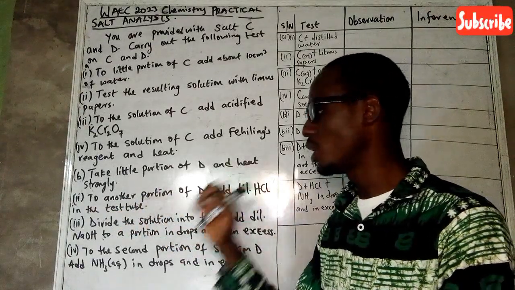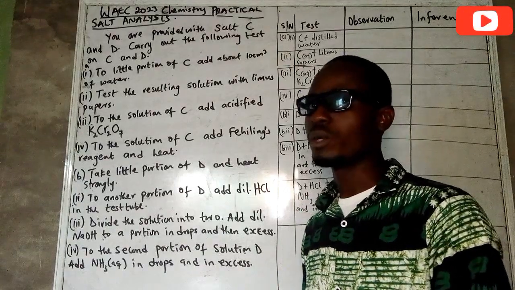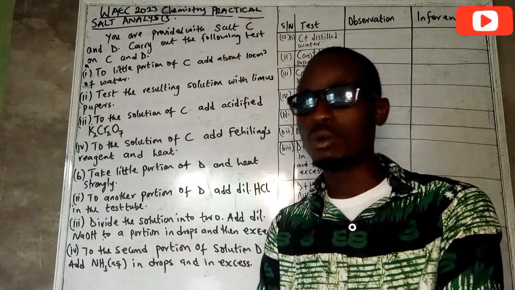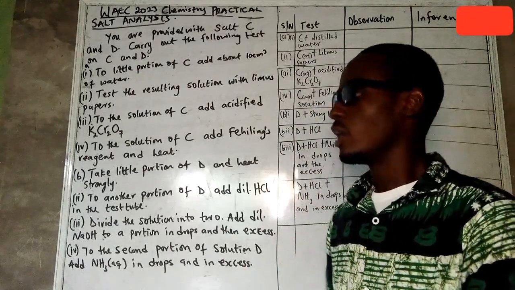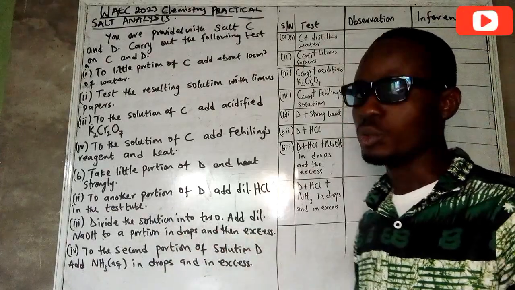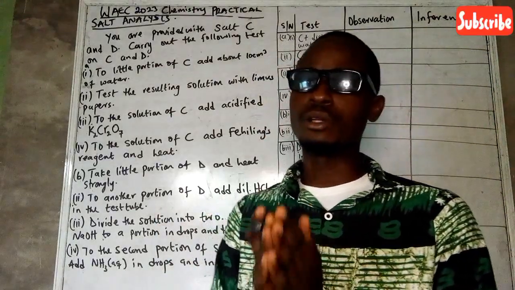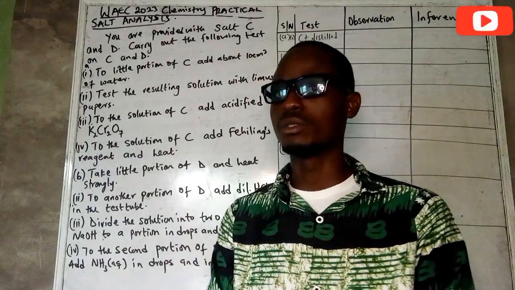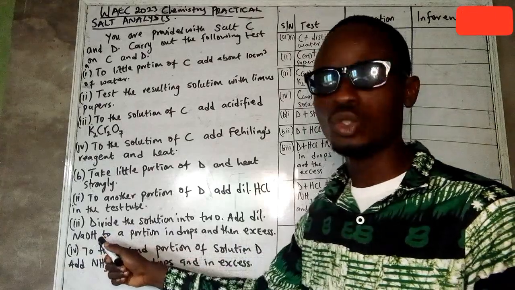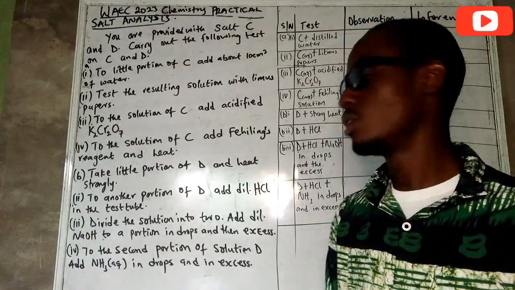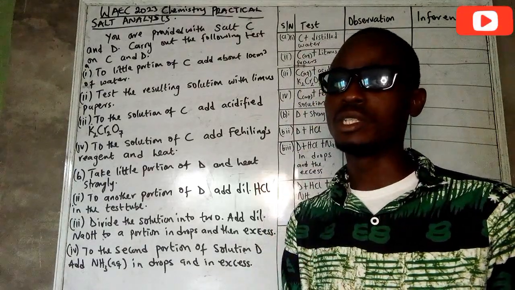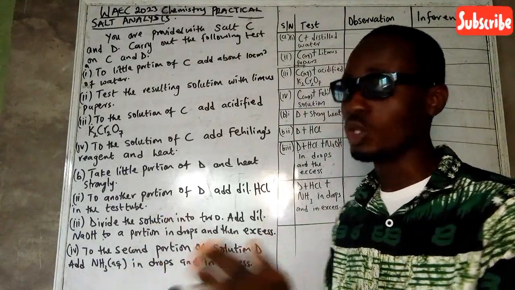Add dilute HCl in the test tube, so hydrochloric acid. Anyway, if hydrochloric acid is not available, you can actually add tetraoxosulfate(VI) acid, that is H2SO4. Now the next is to divide the solution into two. That means after adding acid into it, we are going to get a solution, divide it into two portions. Then add dilute sodium hydroxide to one of those portions. You add it in drops first and then in excess, and you give your inferences both in drops and in excess with observation.